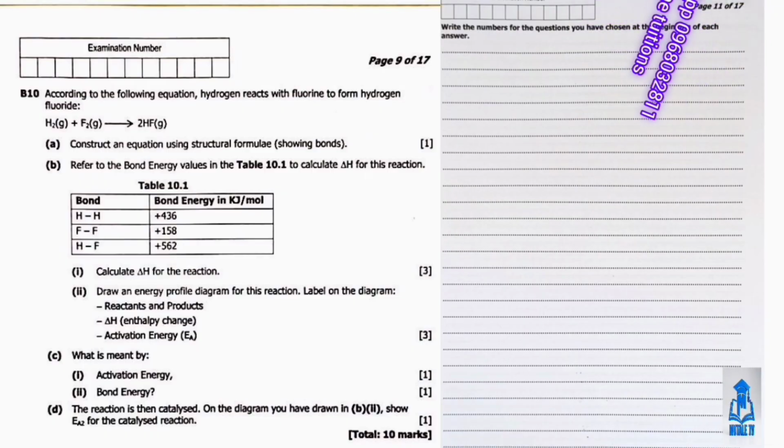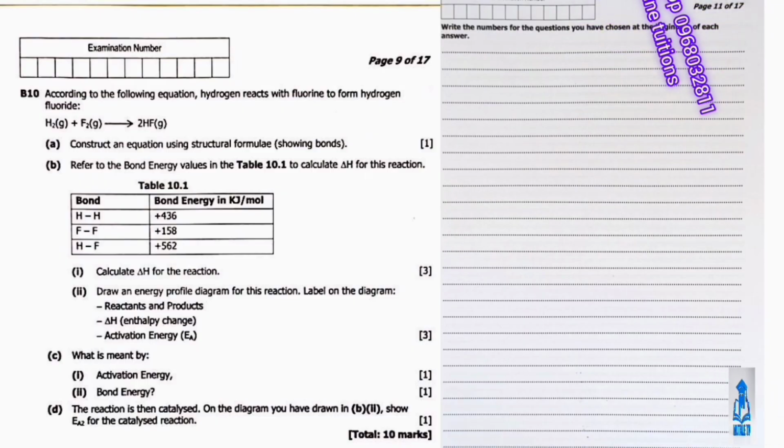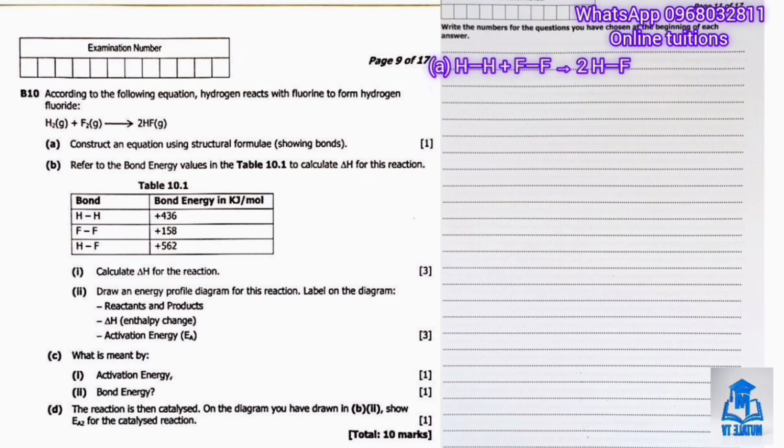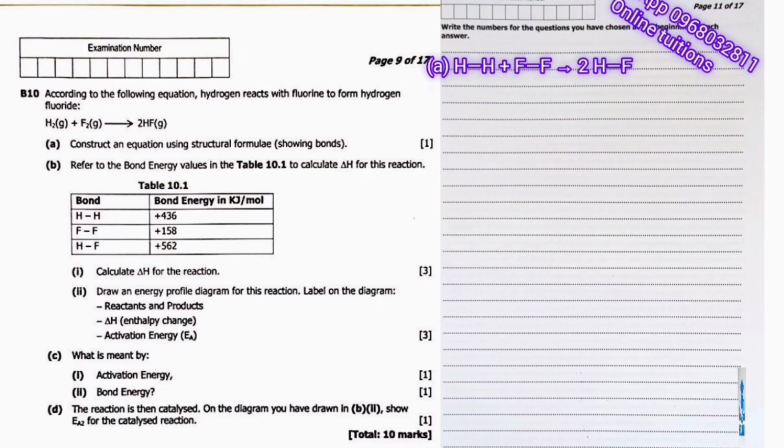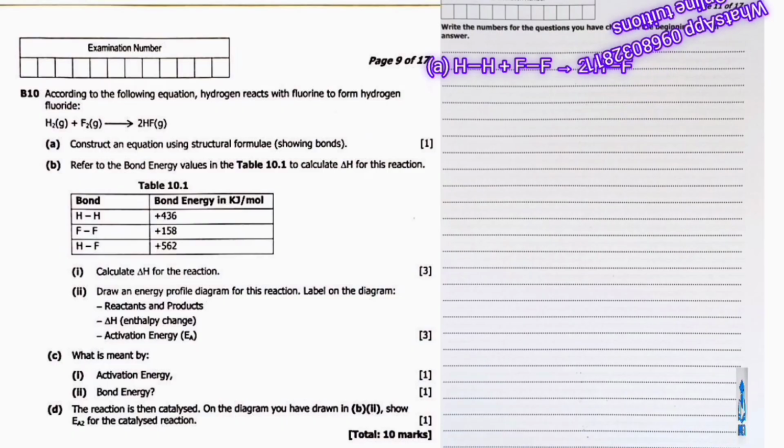This means instead of writing H2 plus F2 arrow equals 2HF, we draw each molecule showing the single bond between the two atoms. So H with a bond to another H, plus F with a bond to another F, will give us two separate H with F molecules, each showing a single bond between the hydrogen and the fluorine atoms.